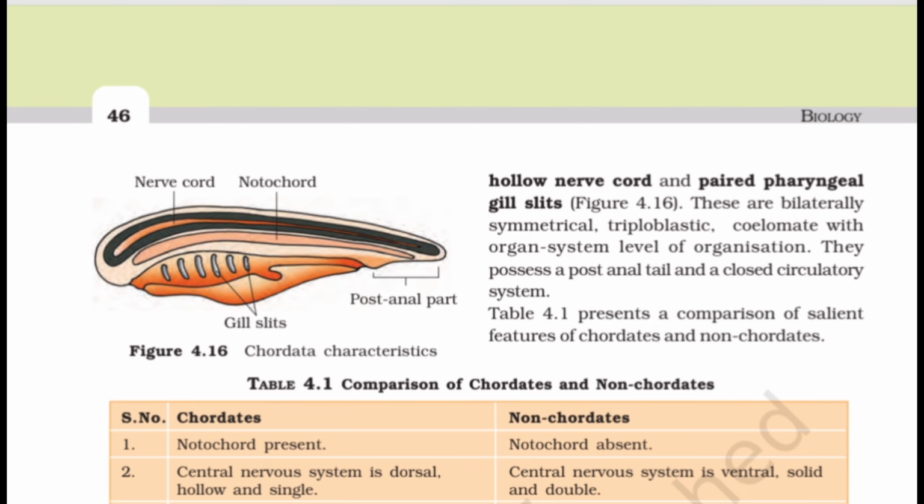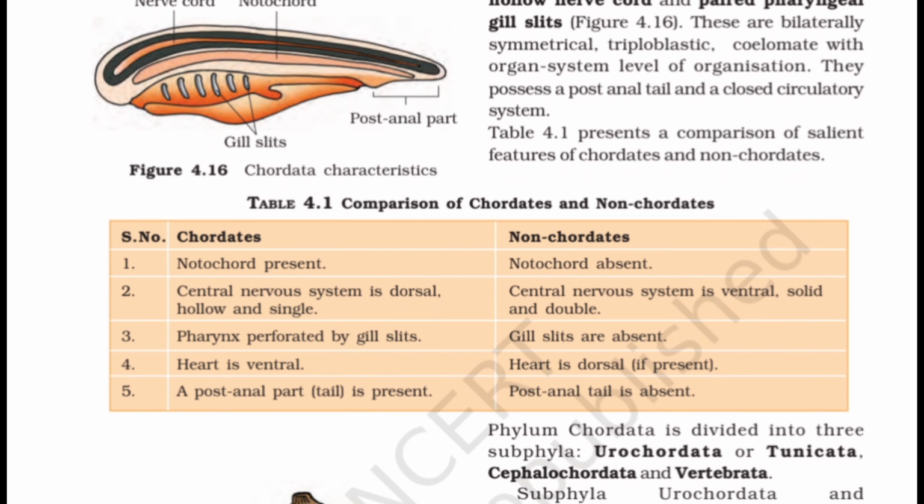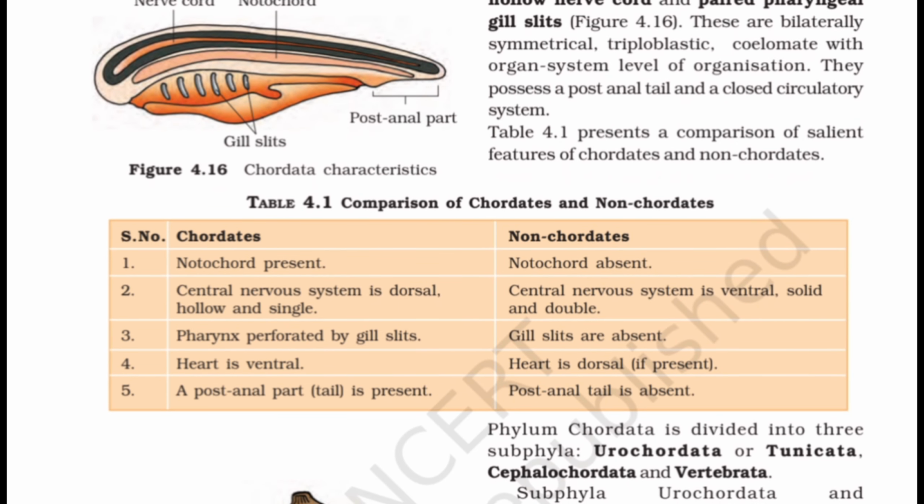So these are bilaterally symmetrical, triploblastic, coelomate with organ system level of organization. They possess a post-anal tail and a closed circulatory system. Table 4.1 represents a comparison of salient features of chordates and non-chordates.